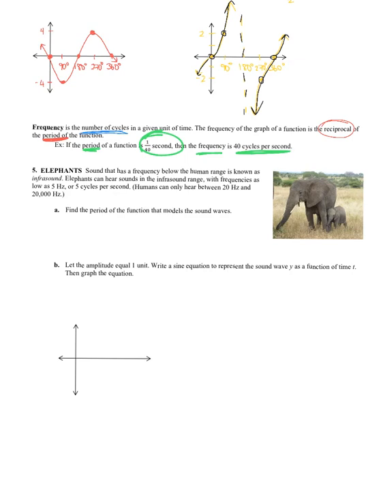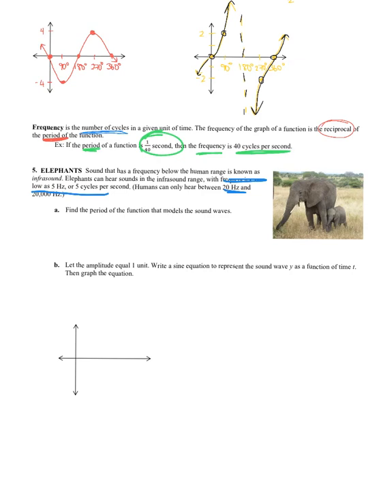All right, so elephants. I don't know if you guys know this, but elephants are able to hear very, very low frequencies. They can hear as low as 5 cycles per second, or 5 hertz. Humans can only go as low as 20 hertz, but elephants can hear a lot lower.